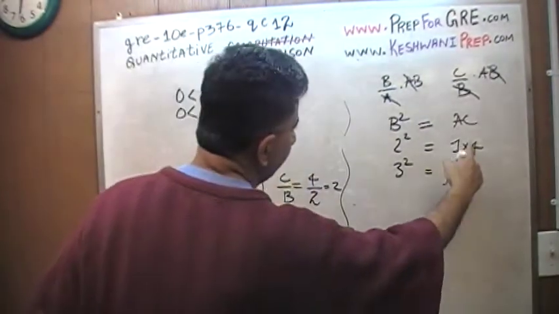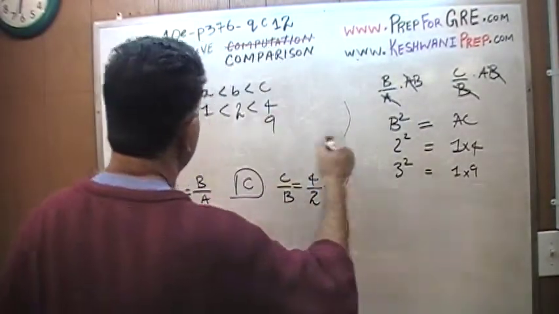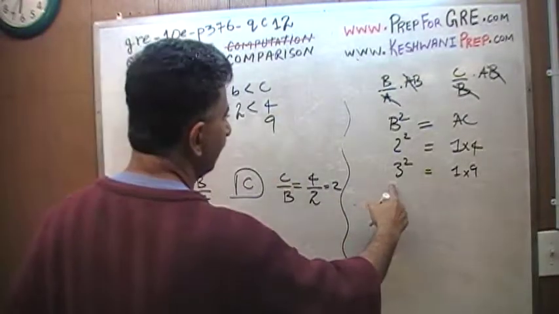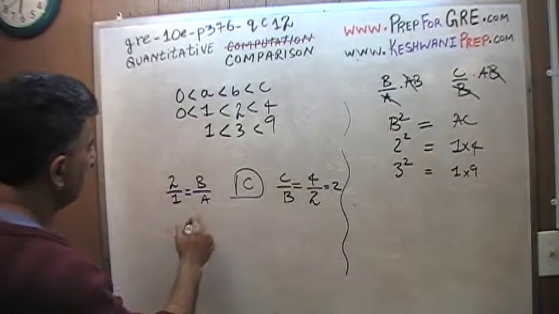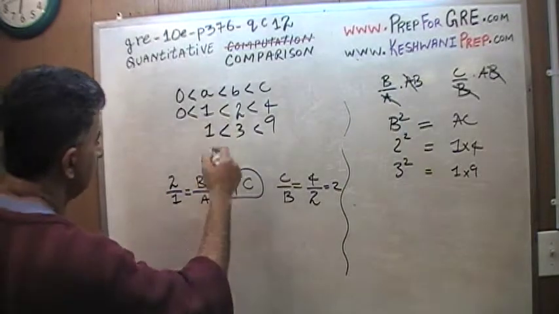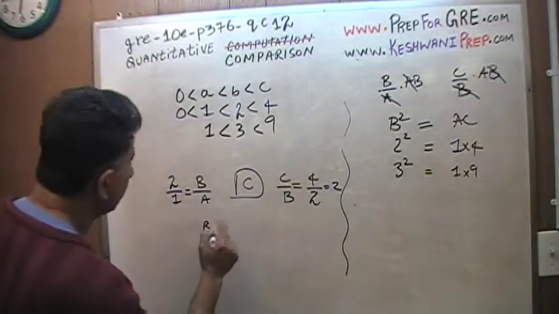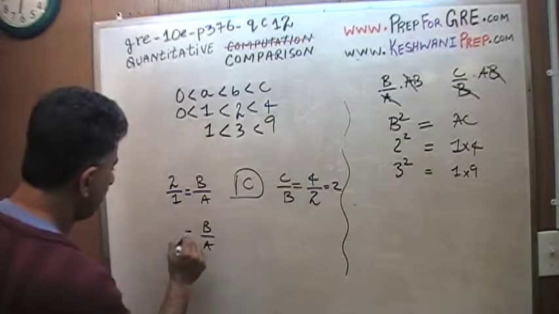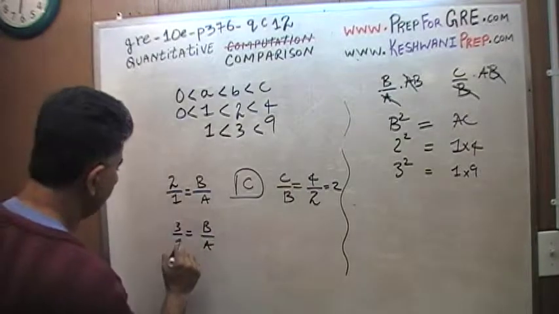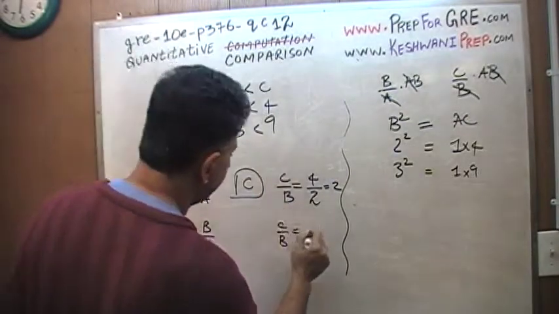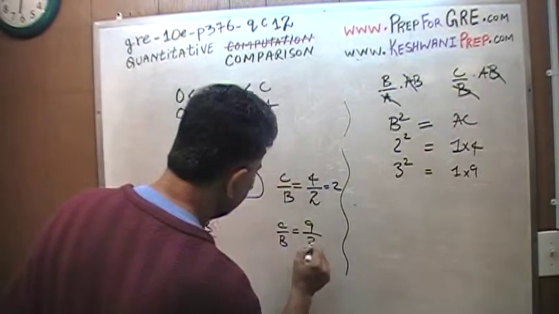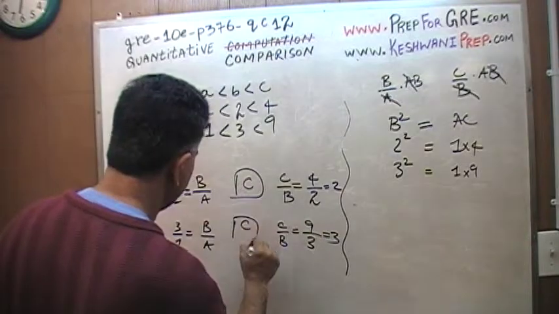C is 9, here is your C, which is 9. Your A is 1, and your B is 3. That would work. B over A: B is 3, over A, which is 1. And C over B: C is 9, over B, which is 3, which is also 3. You see, the answer is again C.